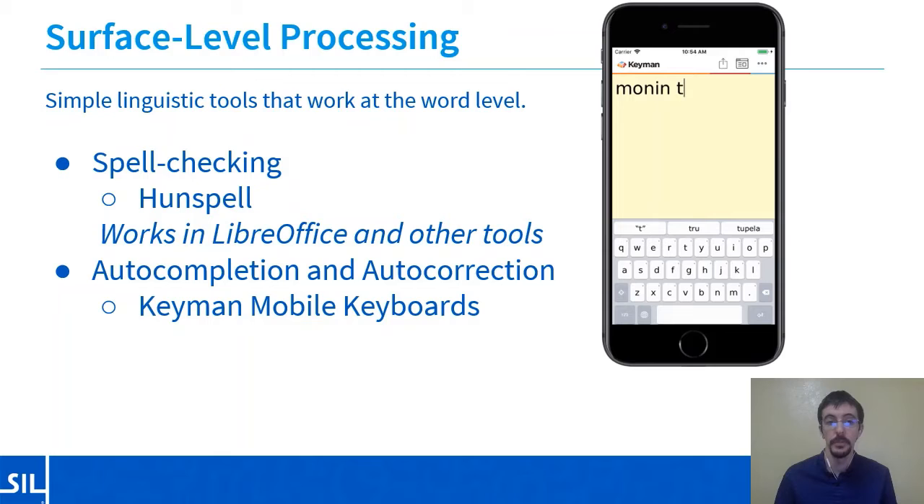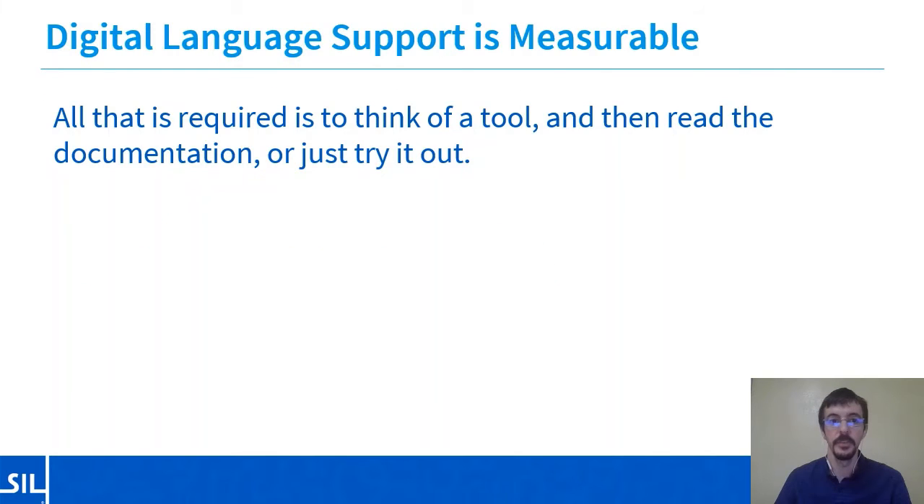One of the other cool things is that now with a similar word list, it is possible to make auto-completion and auto-correction dictionaries for Keyman mobile keyboards. So as you start to type the word, it can suggest at the top, like is shown in the image there, what the word might be. So it seems that digital language support is measurable. All that is required is to think of a tool and then read the documentation or just try it out.